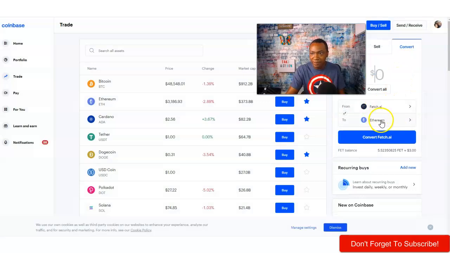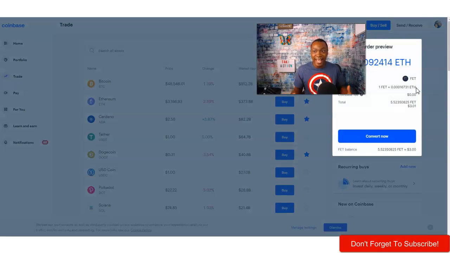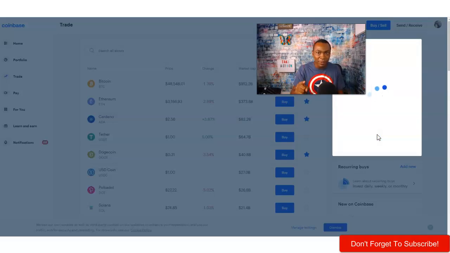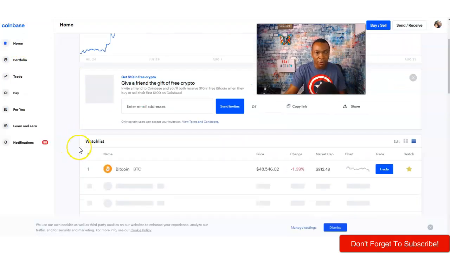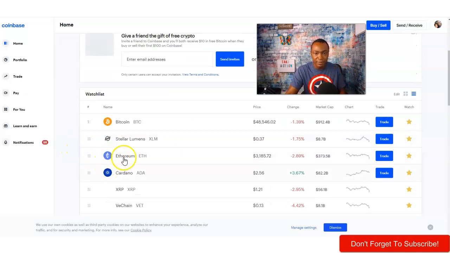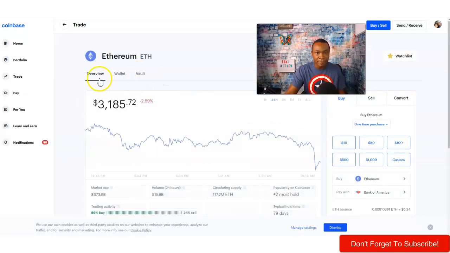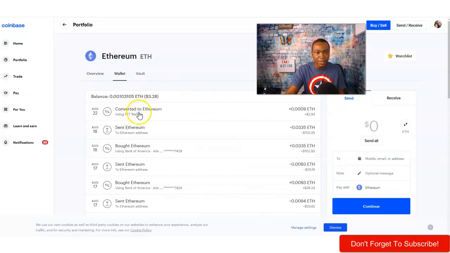You see that Fetch? You see that? So I can convert all that to Ethereum, because we know about these gas fees, right? So I can go ahead and convert that to Ethereum. So let's convert that over to Ethereum. I'm going to convert that Fetch with the free rewards over to Ethereum. Now, if I check my Ethereum, remember I had no Ethereum in my Coinbase account. It's not Coinbase Wallet, it's regular Coinbase.com. And if I click on Ethereum right now, in my wallet, I should have some Ethereum. Look, converted. See that? That's how much Ethereum I got, $3.28.